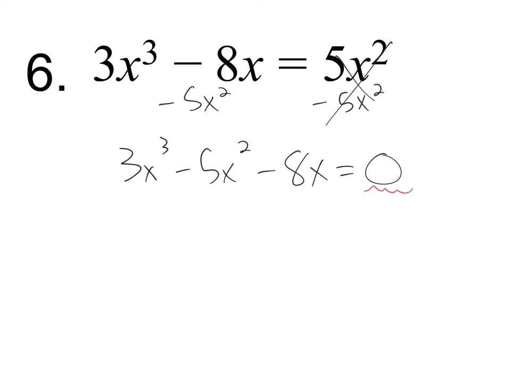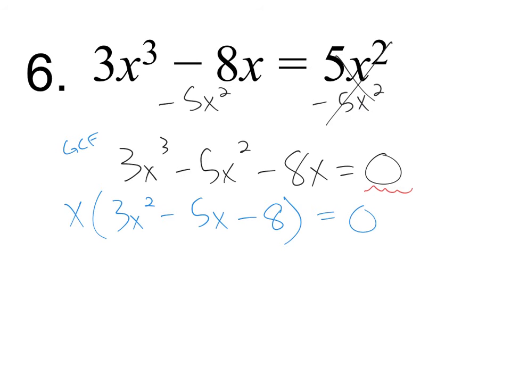Now we want to determine if there's any greatest common factors that can get pulled out. So in this case, we do have a greatest common factor. So looking at all the terms, you notice that all the terms have an x variable. So the first step is we're going to factor out the x variable. So that leaves us with 3x squared minus 5x minus 8.